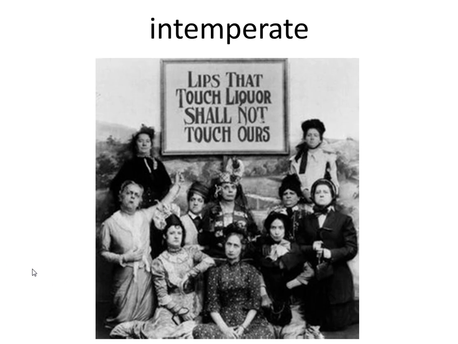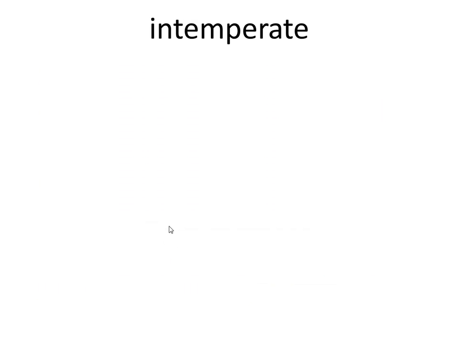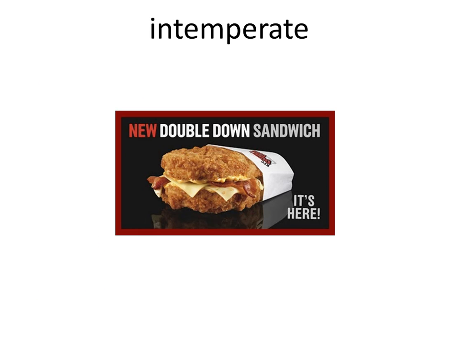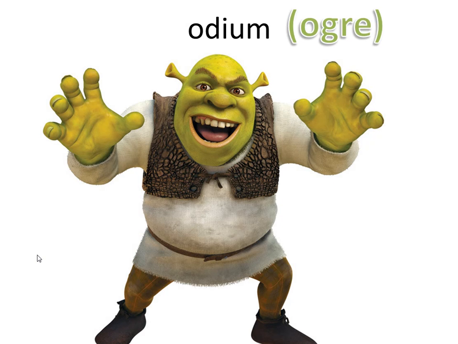The opposite of temperance is intemperance. This lack of self-control, immoderate. Example of immoderation here is people paying for their dogs to get their fingernails colored. This really happens, believe it or not. Or food seems to be a common intemperance movement. Next one, odium. Hatred, contempt. Sounds like ogre. Ogres are usually hateful. Not necessarily Shrek, but most ogres.